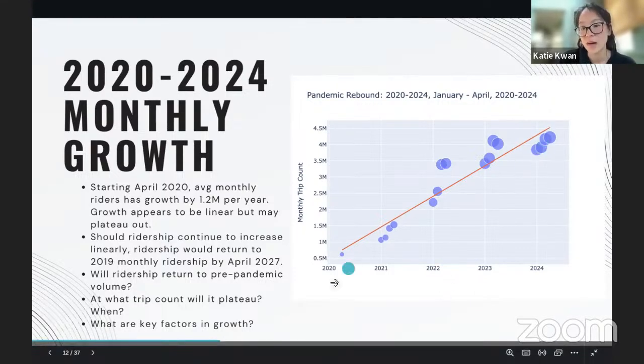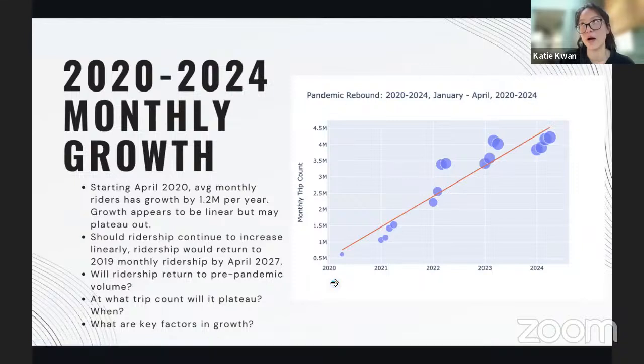I only did it for a couple of months because I wanted to include 2024, and we're not through 2024 yet. I included data points from January to April because of that sinusoidal behavior; I didn't want to include all data points. I wanted to see where we were starting from in 2020 and where we ended up in 2024, in an attempt to plot a very simple trend line. If that trend line is correct, we are growing by about 1.2 million monthly riders per year, and that would put us returning to full ridership around 2027.